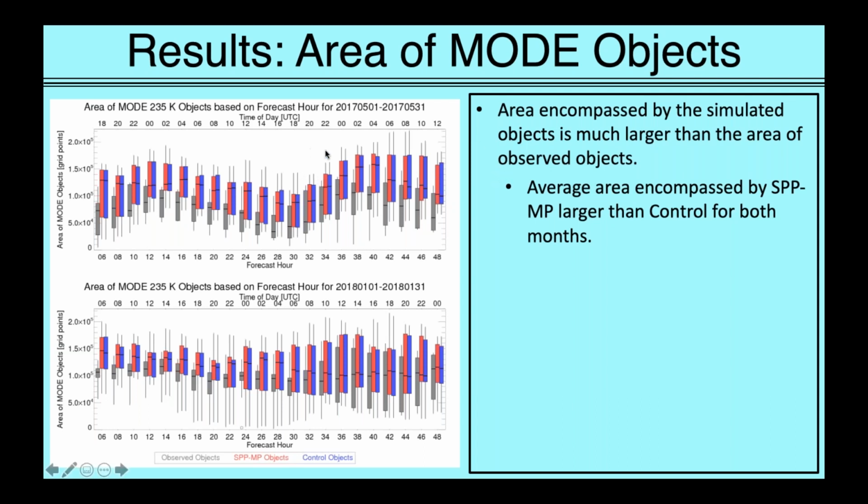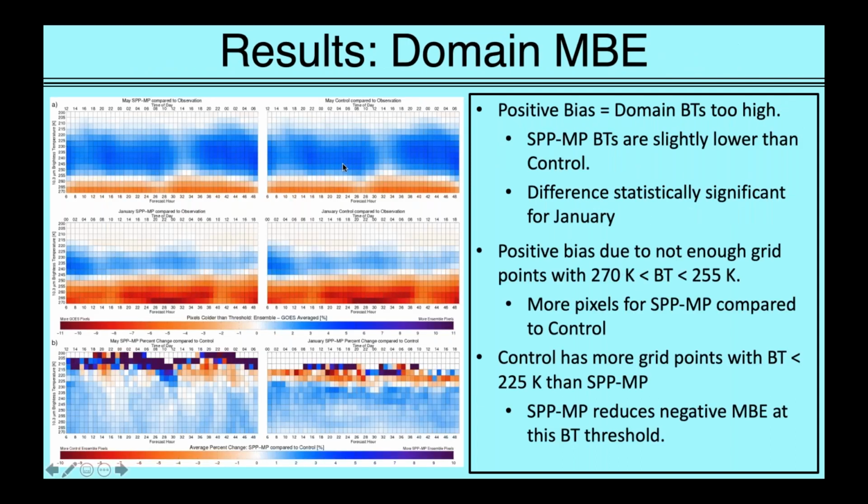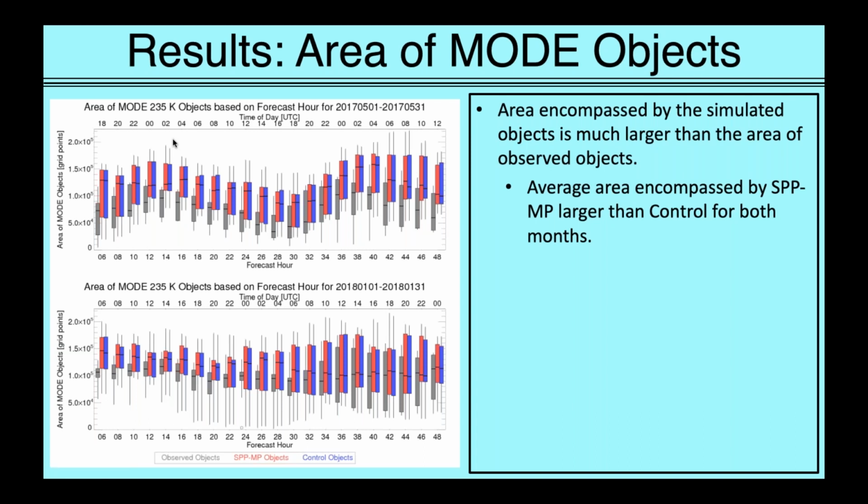We have May on top, January on the bottom, and we can see that for May, there is simply too much area that is part of these objects. And again, that's not entirely surprising based on our previous figure. More pixels we would assume would equal more area. But it's surprising just how much different it is in May.